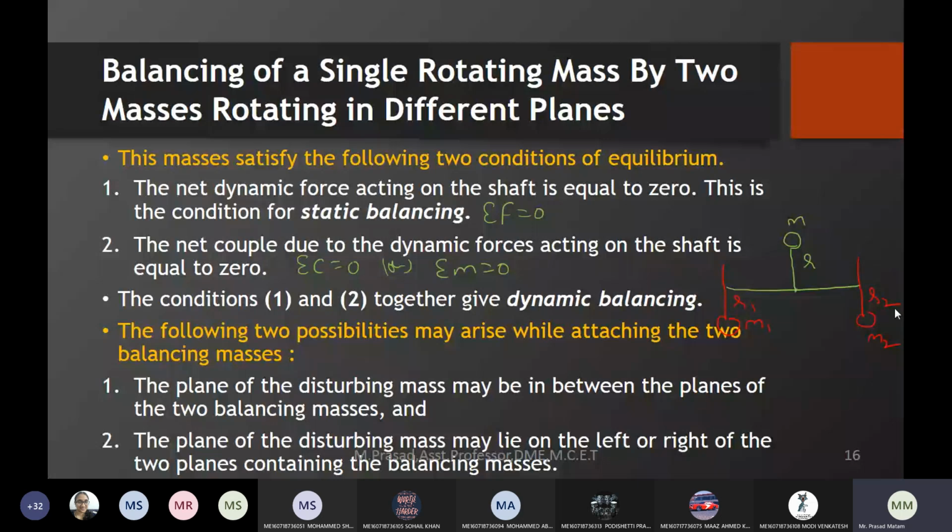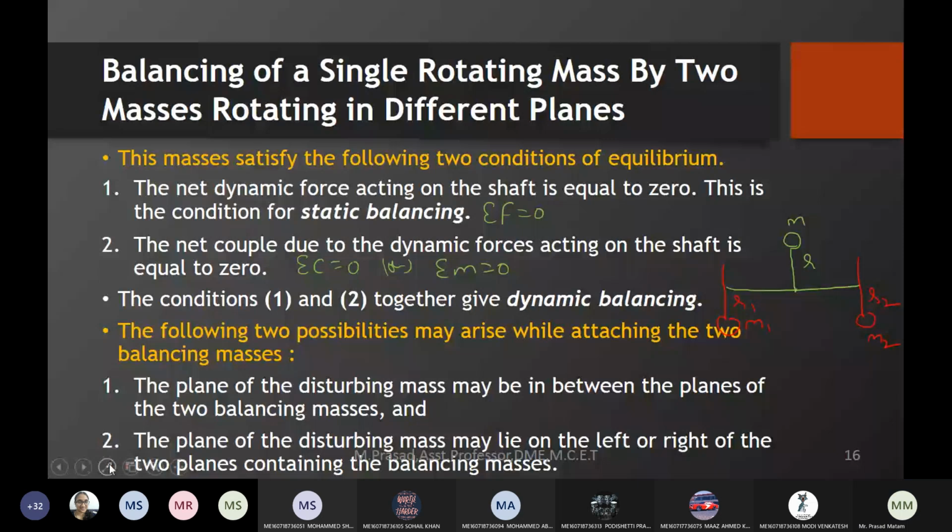Does anyone have any doubts regarding this? You can see here what I have drawn, the first condition. This blue green color shows the disturbing mass. This one disturbing mass is being balanced with the help of two different balancing masses. M1 is the first balancing mass and M2 is the second balancing mass. M1 is located at radius R1 and M2 is located at radius R2, in different planes. Let me mention the planes also.